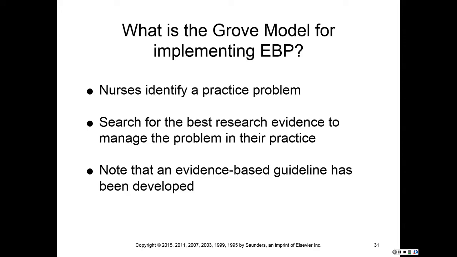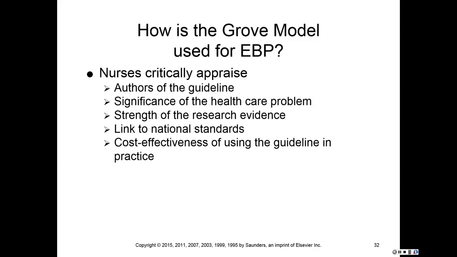Now, another model for implementing evidence-based practice is called the GROVE model, G-R-O-V-E, where nurses identify a practice problem, and they search for the best research evidence to manage the problem in their practice. And they look for evidence-based guidelines to see if one has already been developed. Nurses will critically appraise the authors of the guideline, the significance of the healthcare problem, the strength of the research evidence, the link to national standards, and cost effectiveness of using the guideline in practice.